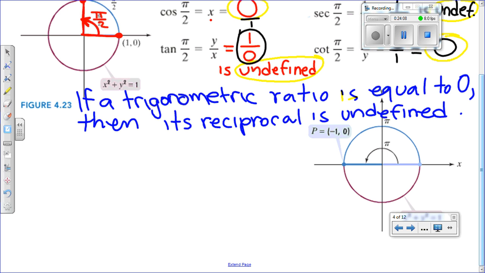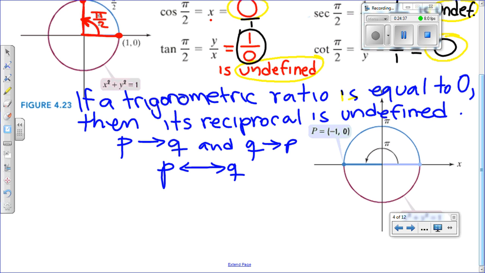Okay, what is the converse of that? Like in reverse. Say it, Garrison. If a trigonometric ratio is undefined, then its reciprocal is equal to 0. There you go. So this is one of those, if P then Q, and if Q then P, so then it's a double if, double arrow.